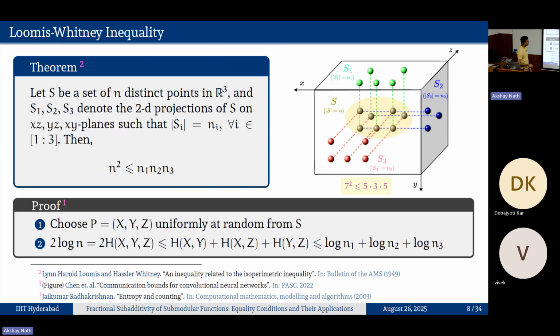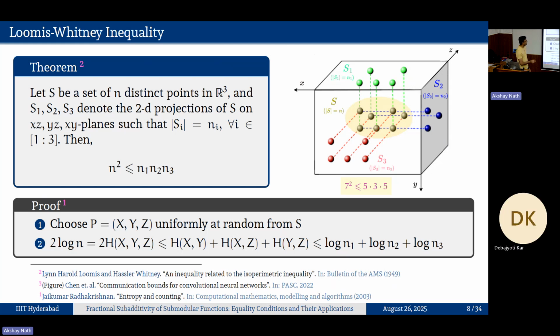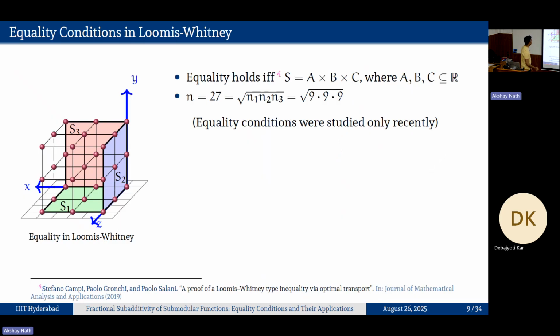So now, in this example, as it turns out, I have 7 points and I have 5 free and 5 projections. Then what you get is 49 is at most 75. Again, if we want an equality, when does the equality hold? The equality holds when the structure is exactly a box. So you have this box, and that's when the equality holds.